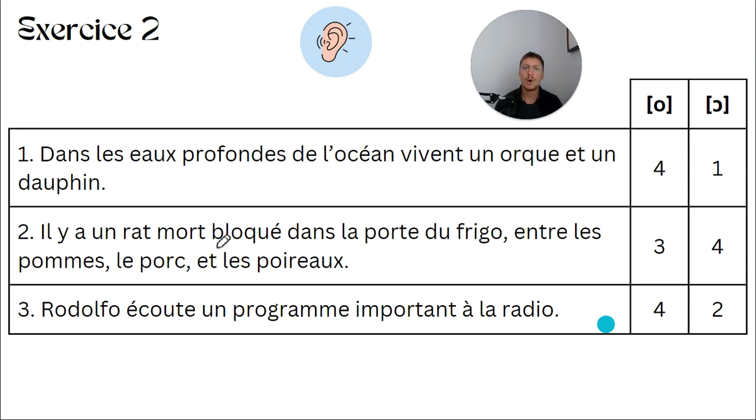Il y a un rat mort bloqué dans la porte du frigo, entre les pommes, le porc et les poireaux. 3. Il y a un rat mort bloqué dans la porte du frigo, entre les pommes, le porc et les poireaux.